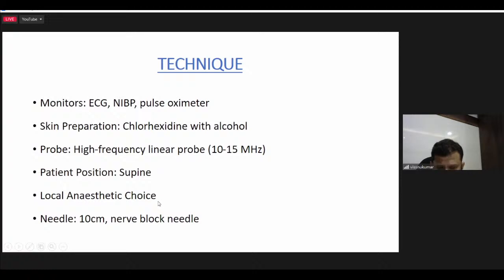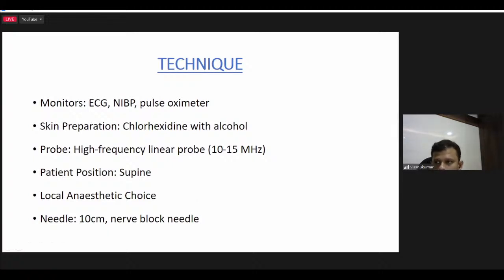Local anesthetic choice depends upon whether you are giving anesthesia or using it for analgesia. Usually I take 0.5% bupivacaine with dexamethasone. So 0.5% bupivacaine is around 20 ml. The literature says that you can deposit around 15 to 25 ml depending upon the patient's BMI. Okay. And the local anesthetic can vary from ropivacaine, or you can use lignocaine.